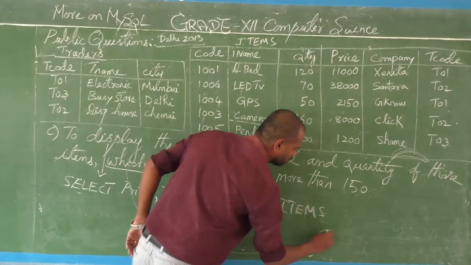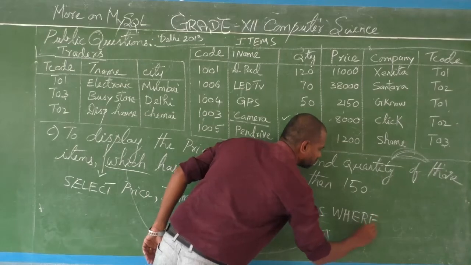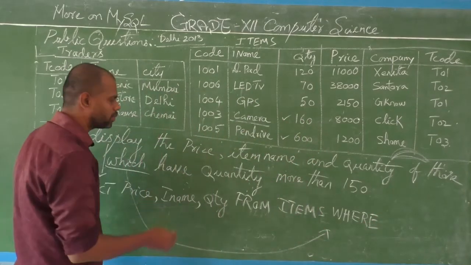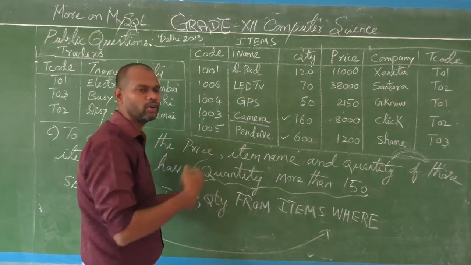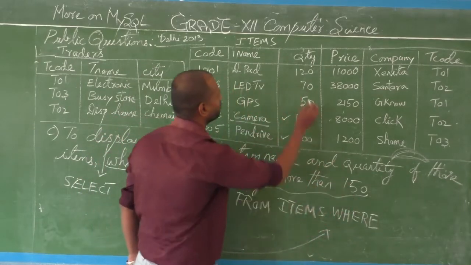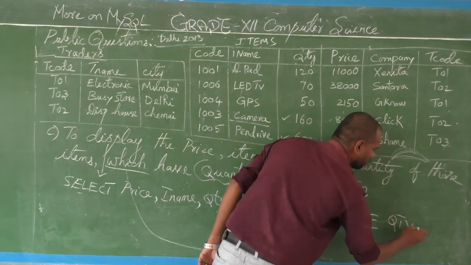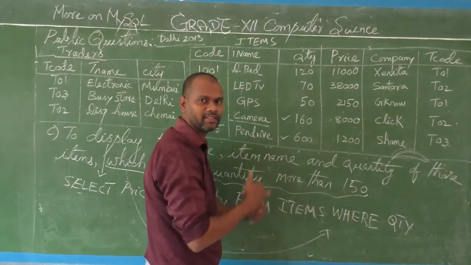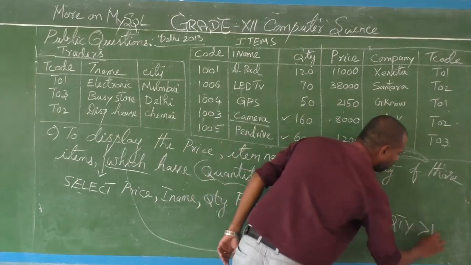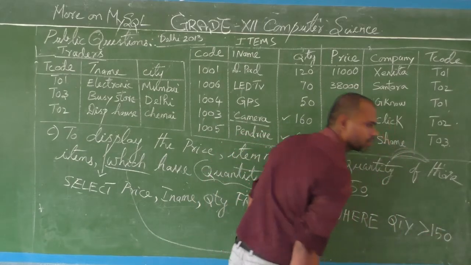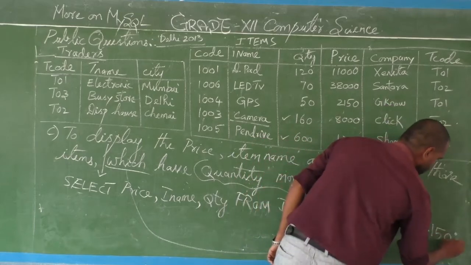WHERE, W-H-E-R-E. So which column name? The quantity should be more than 150. So how to write this? Quantity means QTY. So QTY should be more than; greater than symbol or less than symbol? Yes, greater than symbol, greater than 150. That's all, finished. And don't forget to put the semicolon.